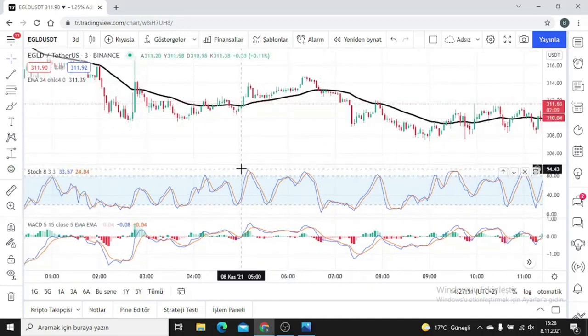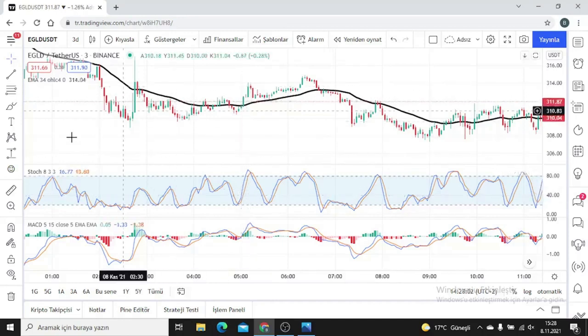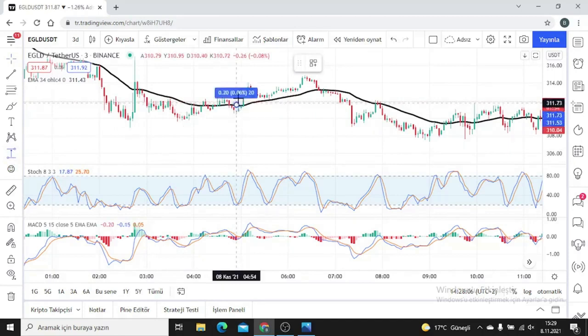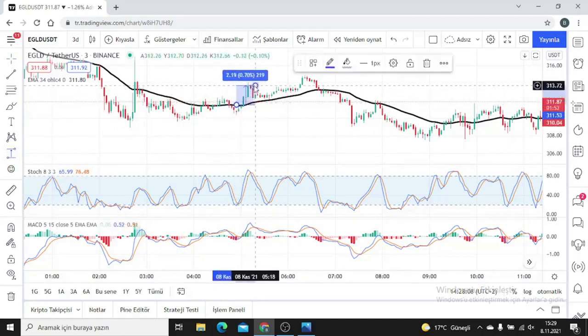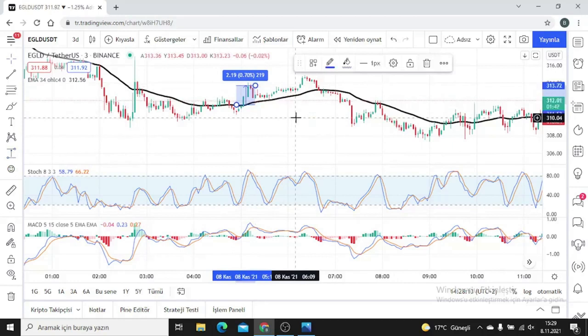Let's go back a little bit. Look guys, for example, there is a very nice intersection here as well. There is a closure above the EMA on the triple line, stochastic intersecting and MACD intersecting. Then it creates a buy condition. Let's look at the profit over there. In the same way, friends, let's call it 0.70, 0.50, we can earn 0.50 from the transaction.